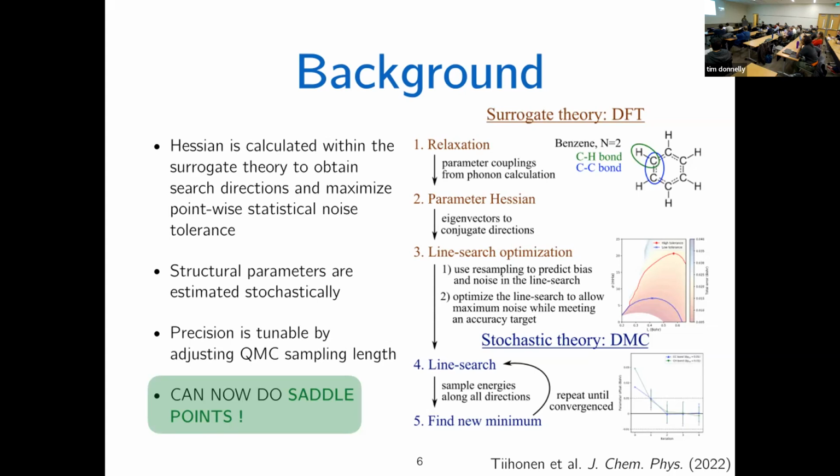It turns out that it's actually fairly simple to generalize this to saddle points as well, because if you start at a good starting guess for a saddle point, the only change you have to make is that one of the eigenvalues of the surrogate Hessian that you compute will be negative.